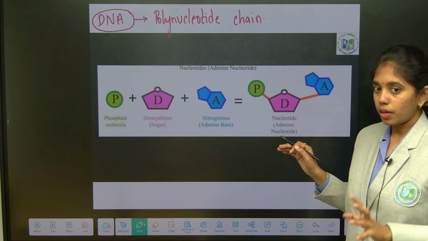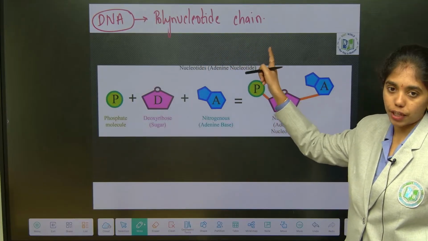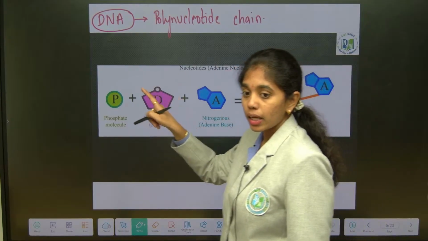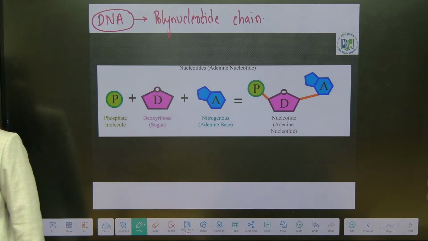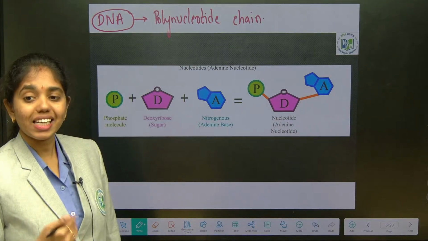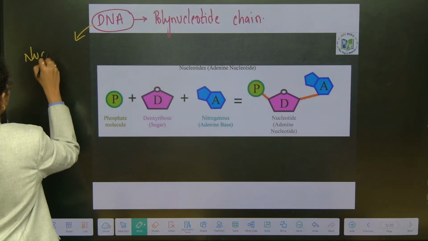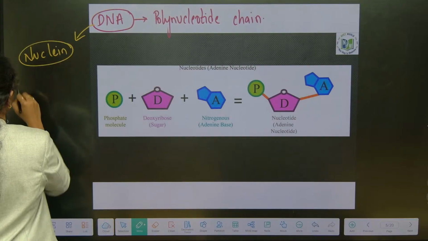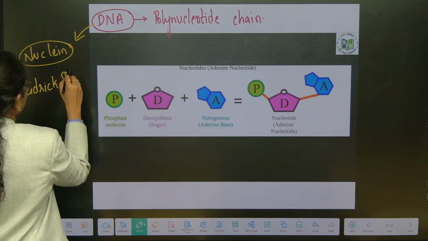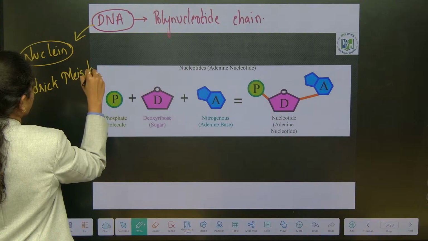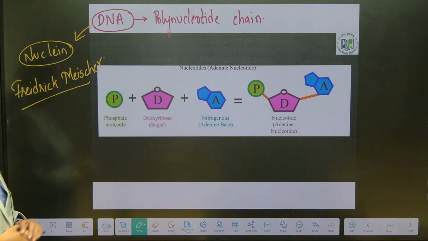To understand that, first you have to analyze DNA, which is a polynucleotide chain. Before DNA, the nucleic acid was identified as some acidic substance. Nucleic acid was identified as an acidic substance and named nuclein by Friedrich Miescher.